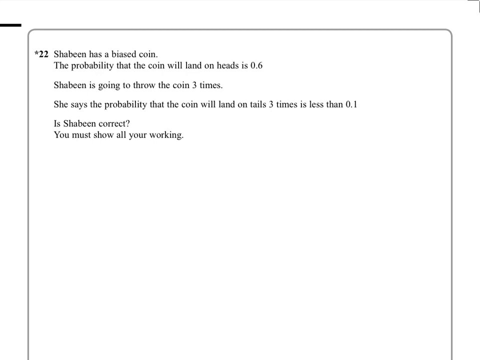So for this question, then you need to look at it very carefully and realise again that it's QWC, quality of written communication, and you've got to test whether Shabin is correct in what they're saying. Now, let's have a look. We've got the probability that the coin will land on heads is 0.6, so it's not a fair coin, it's biased, that's fine.